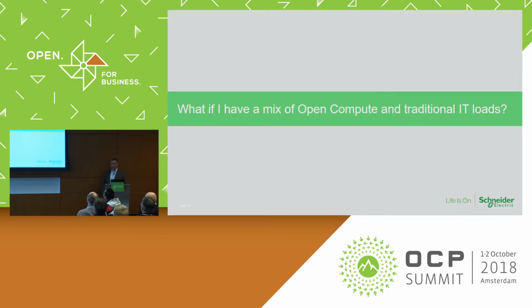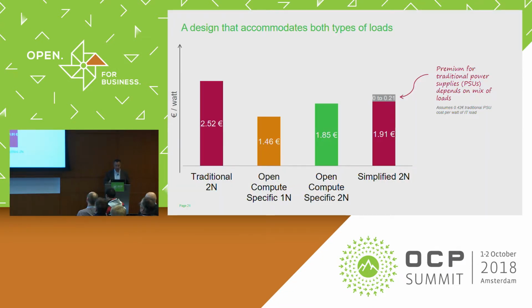Okay, now, what if you do have a mix of traditional hardware as well as open compute? And this is how it's going to actually be as people start to adopt open compute. So there's a simplified 2N, I think, and depending on the mix, you'll see that gray area, but we'll go through this. So still some savings because you'll have to maintain some centralized UPS.